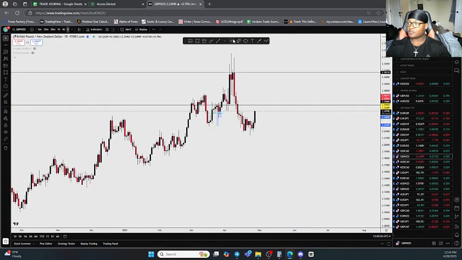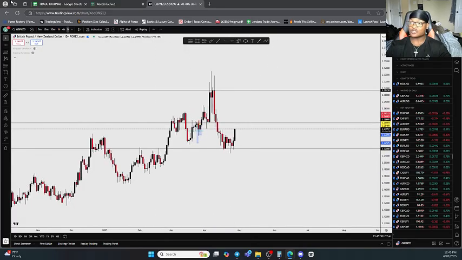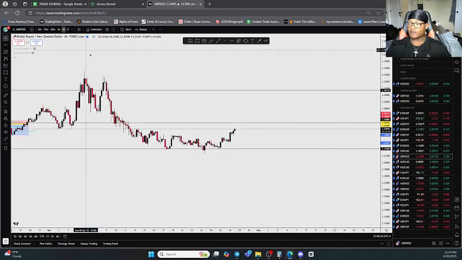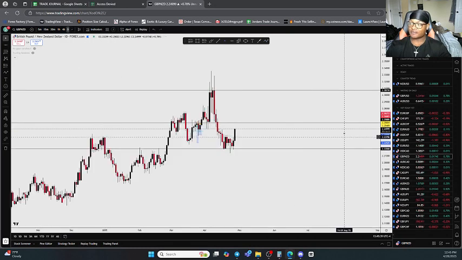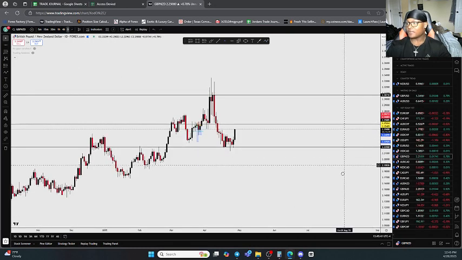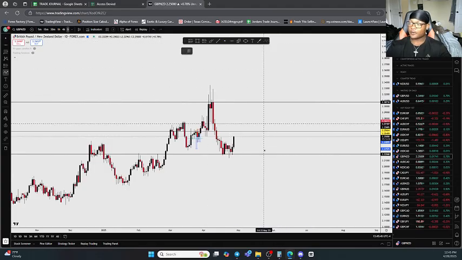GBP NZD, price is now forming that retracement back towards the recent broken structure, which is good. On the 4-hour time frame, however, we are out of sync with the daily time frame being in a bullish trend, so I'm simply just not really interested in GBP NZD. And for counter trend opportunities, we are way too close towards that recent broken structure.